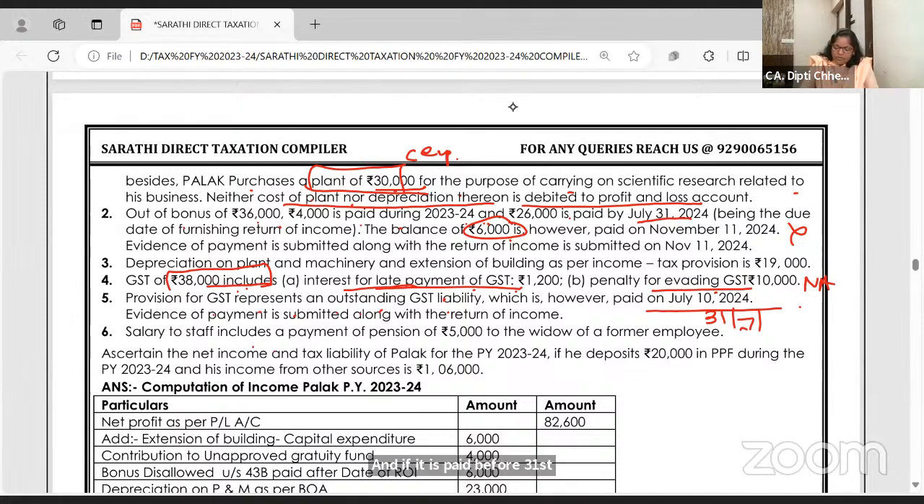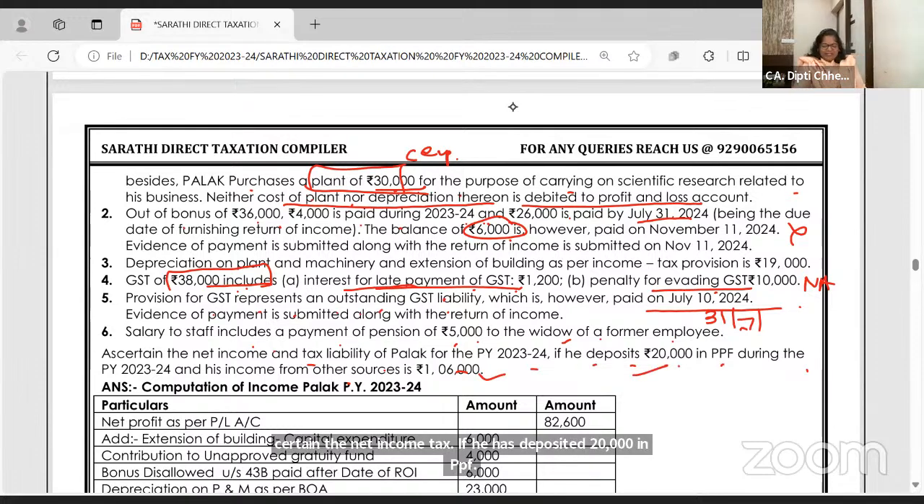Salary to staff includes a payment of pension 5,000 to the widow of former employee. So salary includes pension. Pension is a part of salary. When the employee retires, he himself or after he is deceased, his family members will receive pension. It's allowed. Nothing to do. Ascertain the net income and tax if he has deposited 20,000 in PPF and his income from other source. Oh, this is extra information.